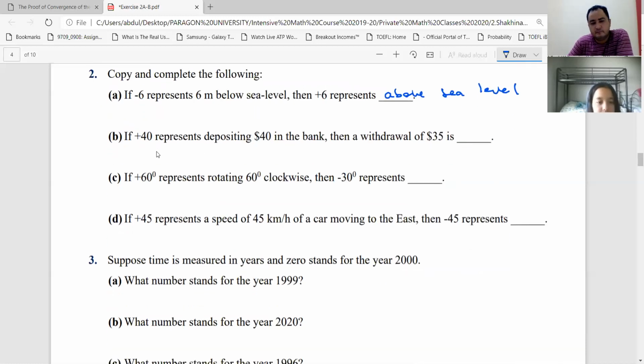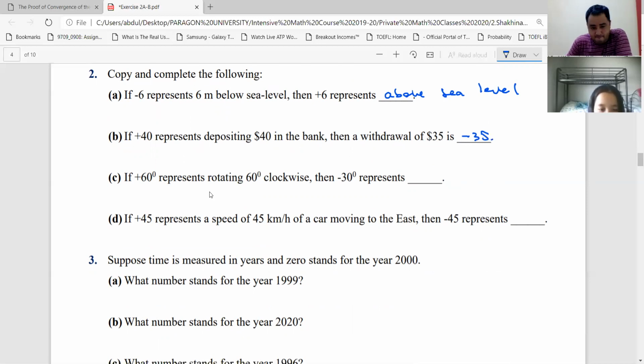If +40 represents depositing in the bank, then the withdrawal of $35 is... What is it? -35, right? Withdraw means you are getting money out. So we are just subtracting that number from your account, because we're just taking it out from your account. All right.